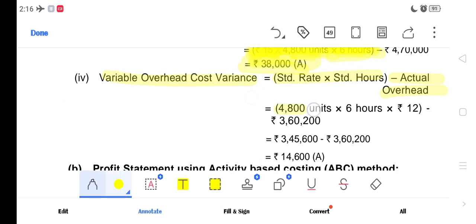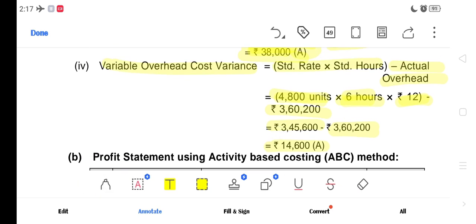So 4,800 units into 6 hours per hour, it is 12 rupees minus 3,60,200. They have directly given in the question, no? So 4,800 into 6 into 12, you get 3,45,600. And if you subtract this amount from 3,60,200, you get the negative figure of 14,600. Adverse or favorable? Negative figure, so adverse.